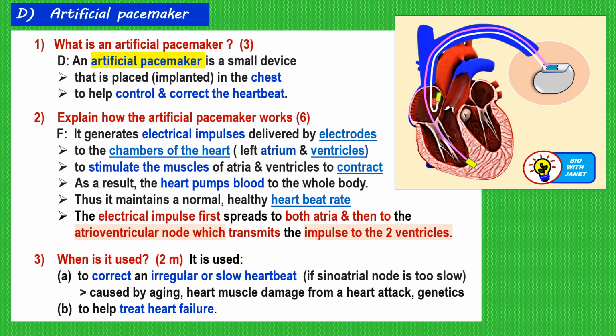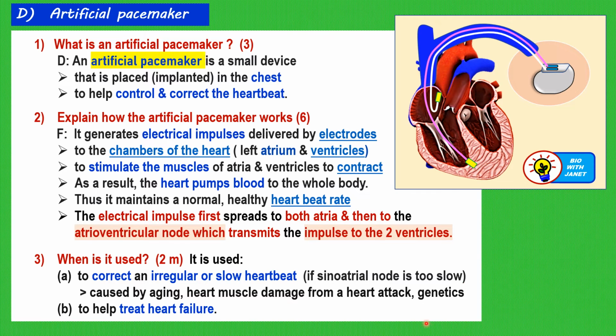And the electrical impulse will first spread to both atria to cause the contraction of atria, and finally, it will spread to the atrioventricular node, which will transmit the impulse to the two ventricles to cause the contraction of ventricles. So it's similar to the function of the sinoatrial node, and the contractions are similar to the one that a normal person will experience.